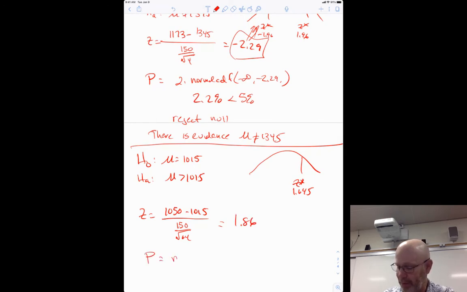P-value, normal CDF from 1.86 to infinity. No doubling this time because there's only one tail. So we go normal CDF 1.86 to infinity. We get a p-value of 3.1%. Oh my gosh, yeah, that's right. Sorry.